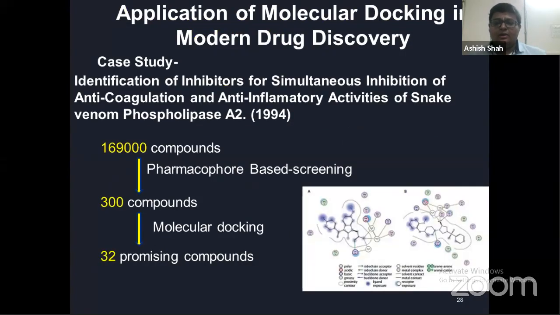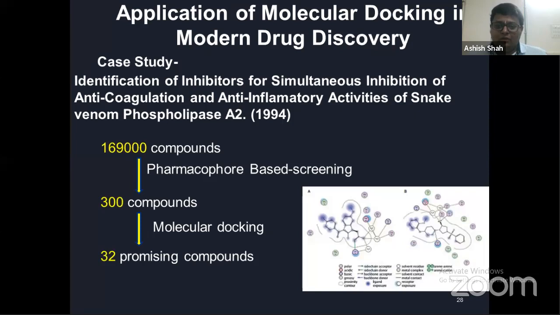Now see, one case study I have put: they started with around 1,69,000 compounds. What they were looking for was inhibition of anticoagulation and anti-inflammatory activities of snake venom. So they chose around 1,69,000 compounds. First of all, they did pharmacophore-based screening, which may be ADME or other structural feature techniques, which would look in a ligand-based drug design.